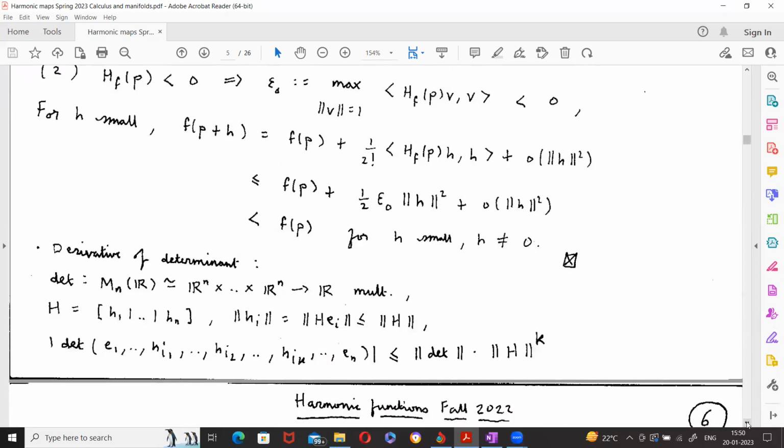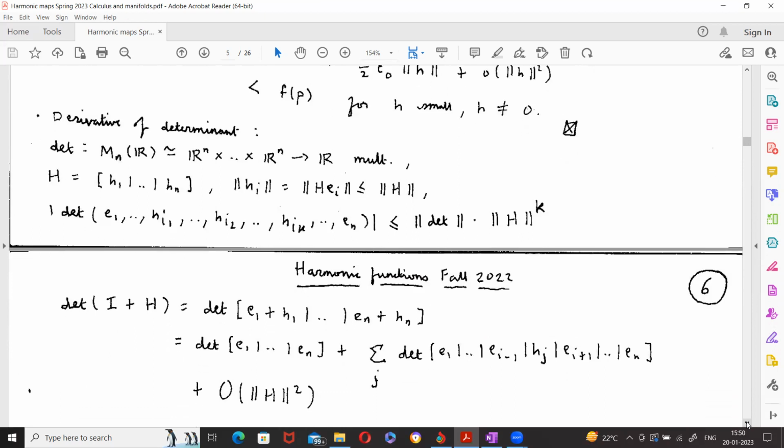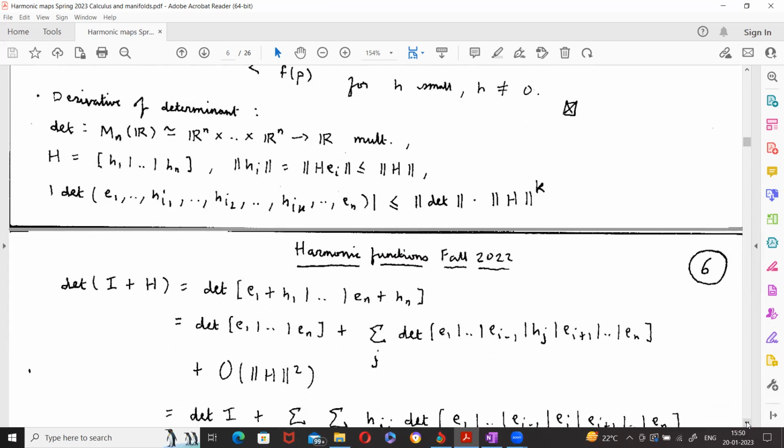Now there's one calculation I want to do, which is again a derivative. It's a derivative of the determinant function. We can think of the determinant function as a map from M_n(R), the vector space of n by n matrices, to R. It's a polynomial function, so it's continuous and differentiable, because all its partial derivatives of all orders exist and are continuous. They're just polynomials, in fact. But let's work out what its derivative is.